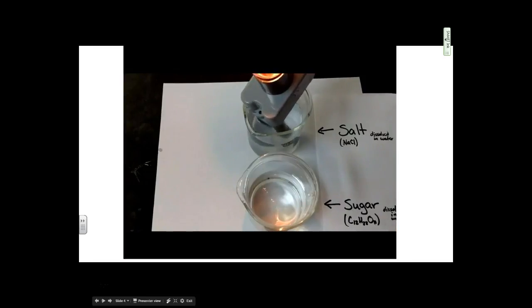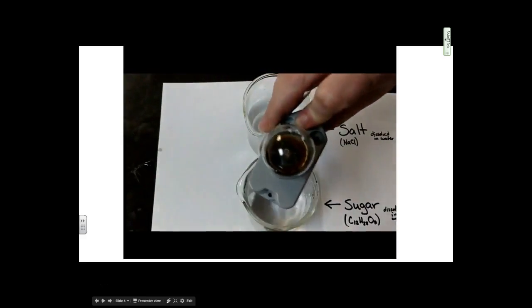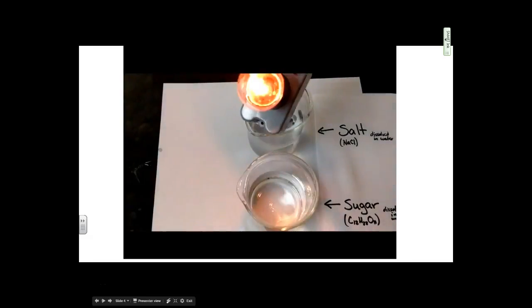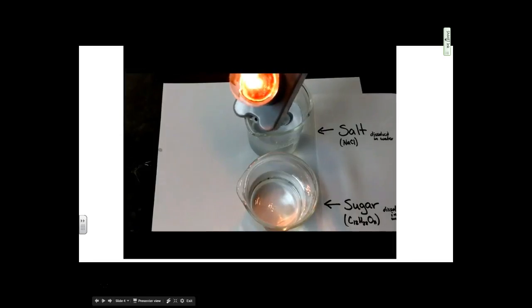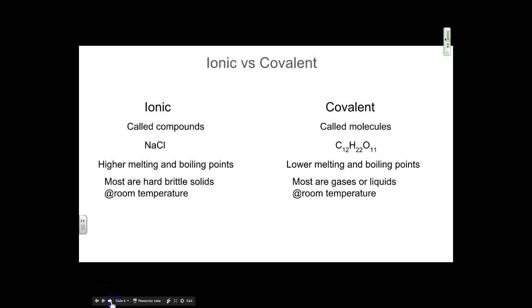You can see as I move this in and out of the solution, the light bulb goes on and off. Then if we put it back in sugar, no light bulb because there are no charged pieces. Back into the salt, and the light bulb lights up as we put those electrodes into the solution, because again, the ions are moving from one electrode to the other. There has to be ions present for a solution to conduct electricity, and we call those solutions electrolyte solutions.